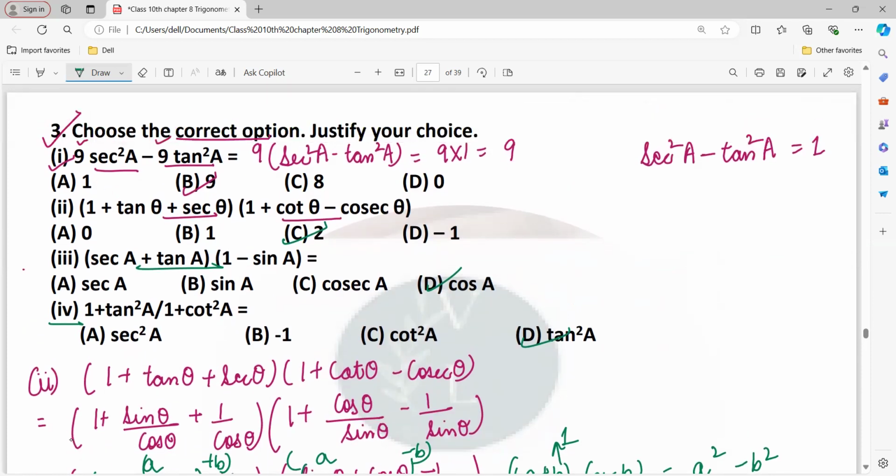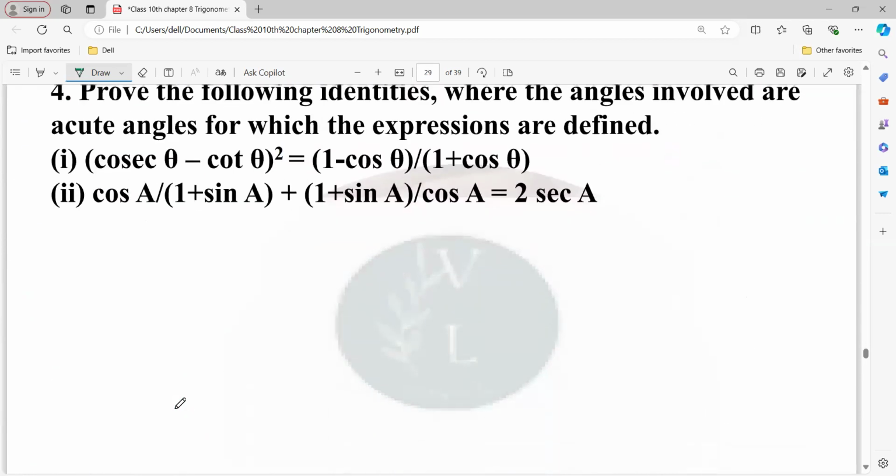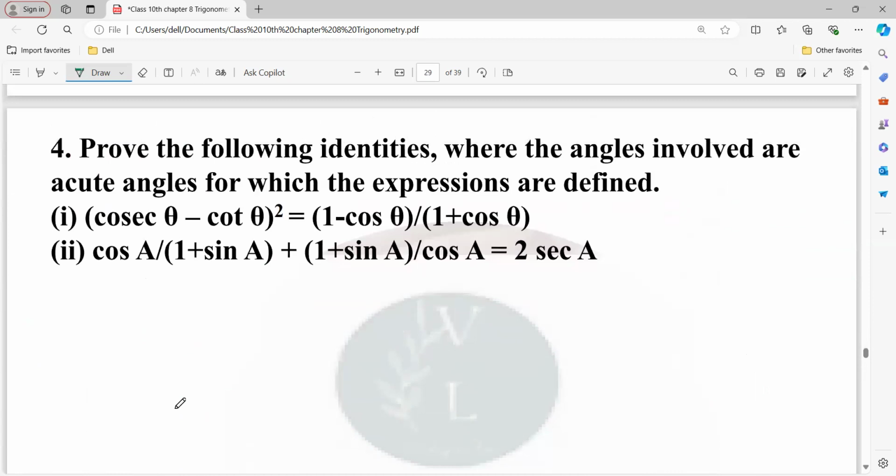Wonderful. So with this, we have completed the question number 3. Now we'll start the question number 4. In the question 4, we have to prove the following identities where the angles involved are the acute angles for which the expressions are defined. So here the angles, the theta, the A, whatever the angle given, they all are the acute angles. That is, their value is less than 90 degrees.